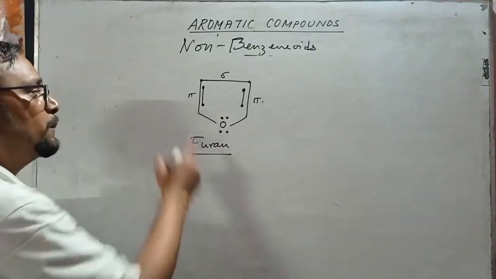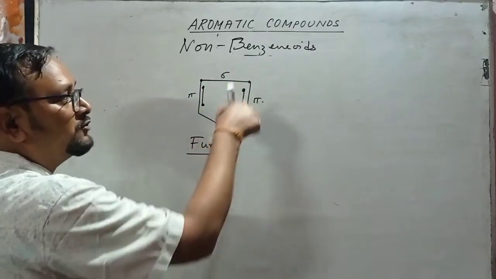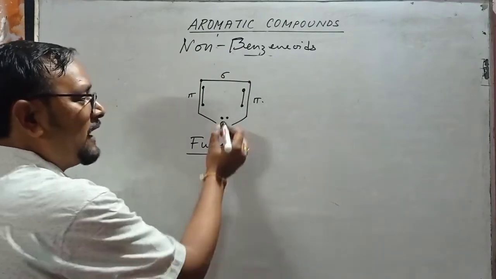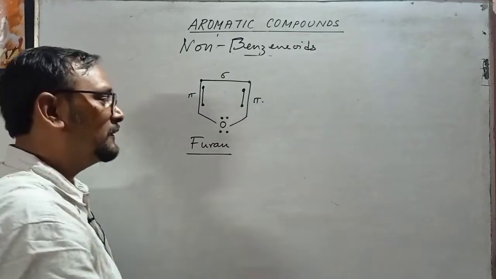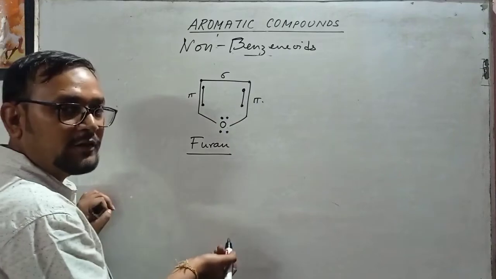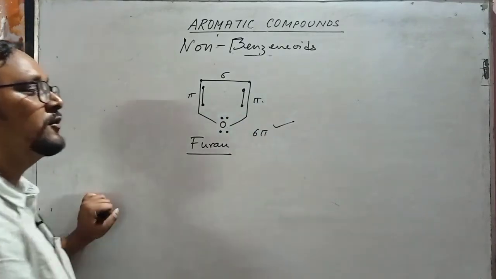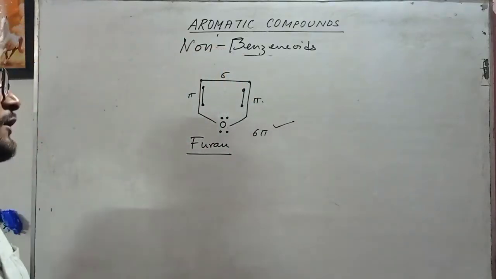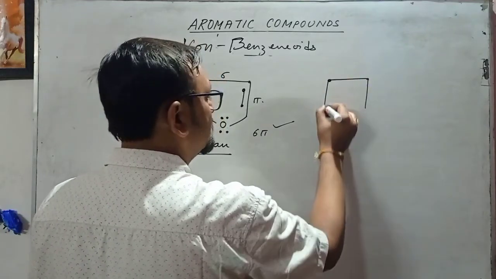Again, same case. Pi, sigma, pi. There is no benzene ring, so non-benzenoids. Okay. And these two also you have to count in the what? In the pi electrons. So 1, 2, 3, 4, 5, 6. So conjugation is also there, and 6 pi electrons is also there. So furan is also an aromatic compound. Clear? Getting the idea, my dear students?